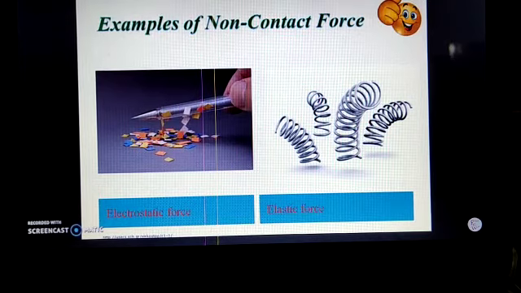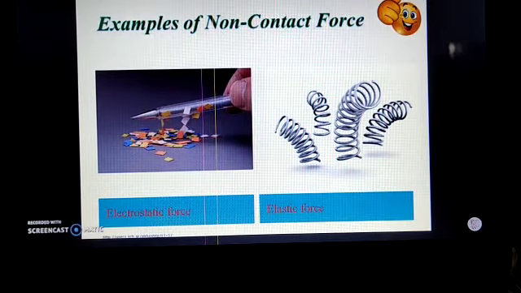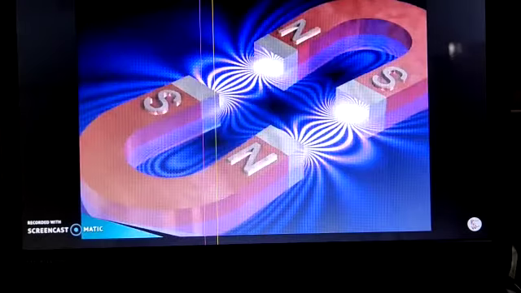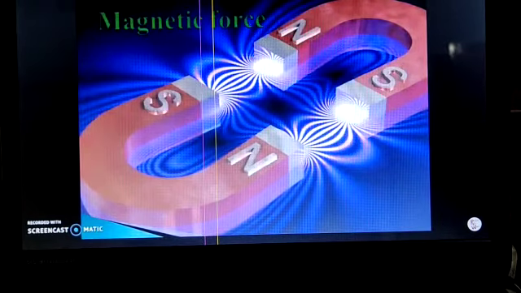Now elastic force is not given in your book, but you should know. So this is the example of elastic force in which spring is used. You know what is a spring? When we compress the spring, it regains back its shape. Next is your magnetic force.